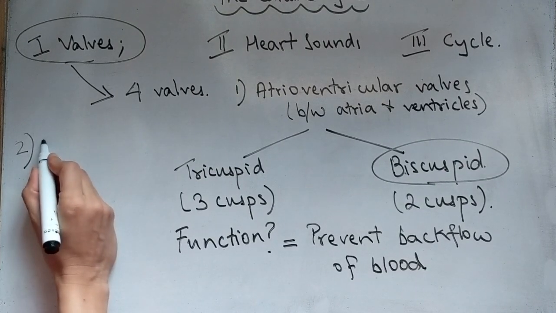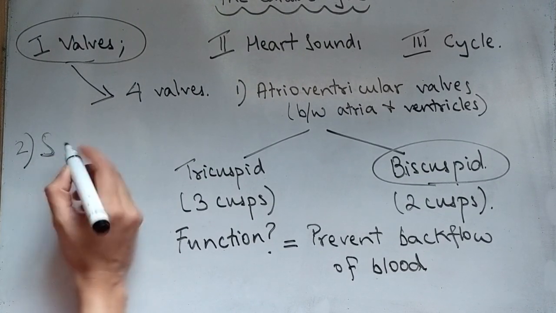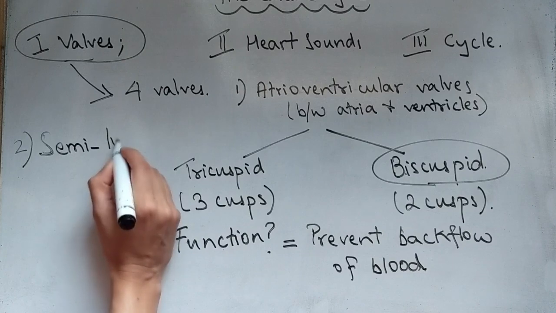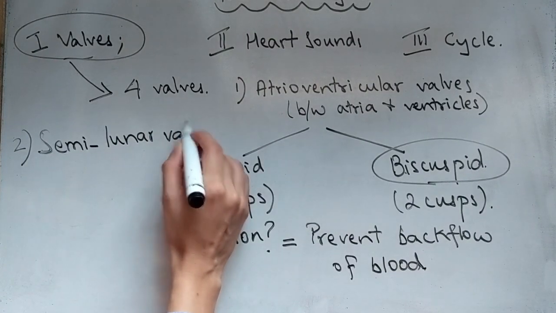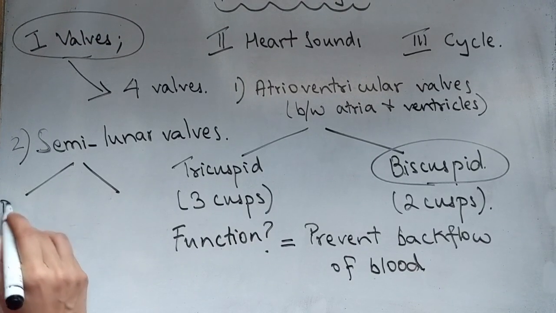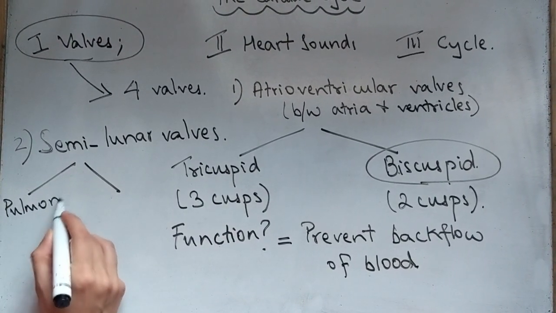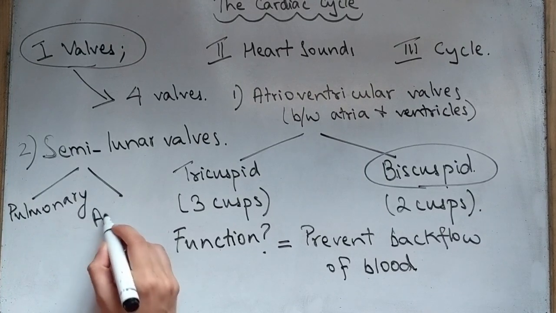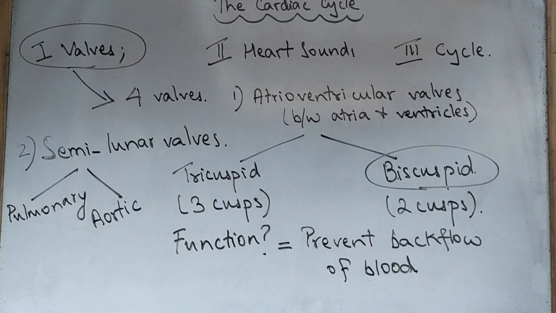Now about the second ones, which are the semilunar valves. We've got 2 of them as well, and they separate the ventricles from the main vessel that leaves the ventricle. So first we've got the pulmonary one, and after that we've got the aortic one.